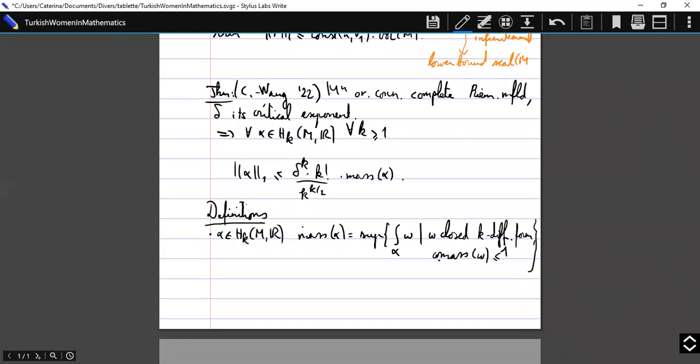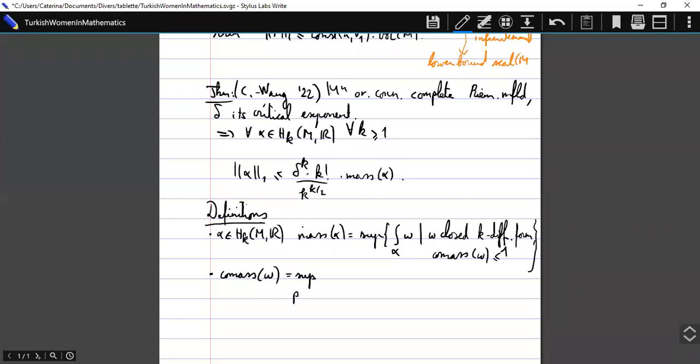Now I have to tell you what this comass actually is. For a differential form, the comass is simply the supremum over points p of the manifold of the supremum of the value taken at this point by omega on some k unit tangent vectors. So the u_i's are in the tangent space at p, and they are unit vectors. So this is the comass.